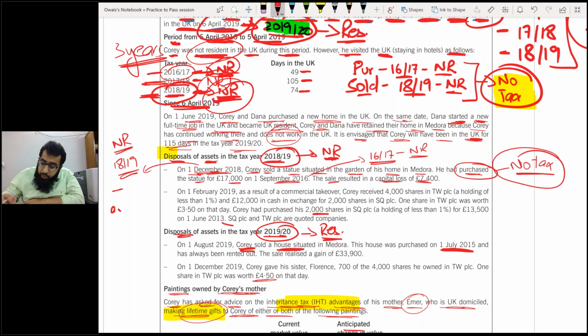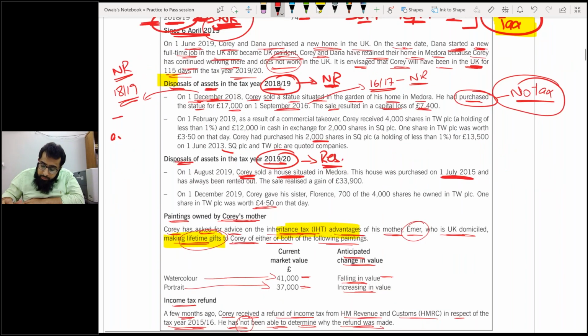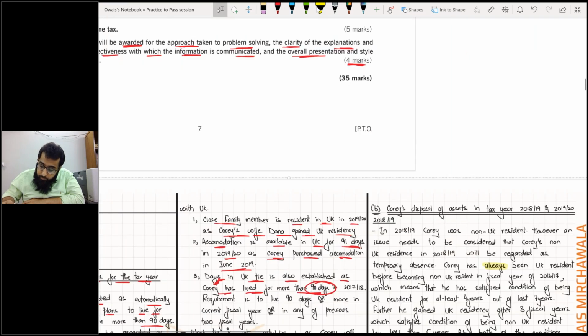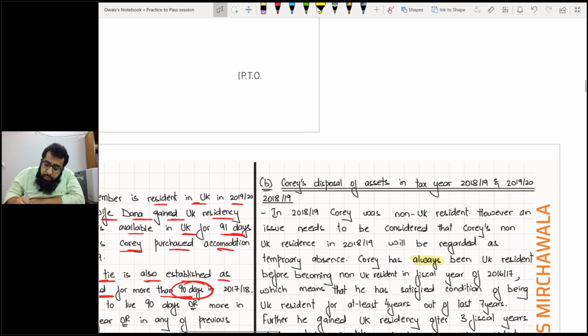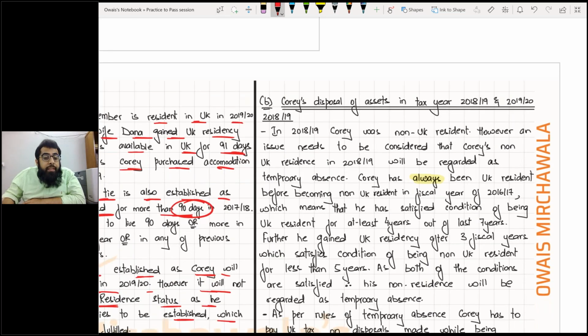Okay, let's look at it. Everyone please concentrate. Now, in 2018-19, Corey was non-UK resident. However, an issue needs to be considered: Corey's non-UK residence in 18-19 will be regarded as temporary absence. Now, why will it be regarded as temporary absence? Because Corey was absent for 3 years.